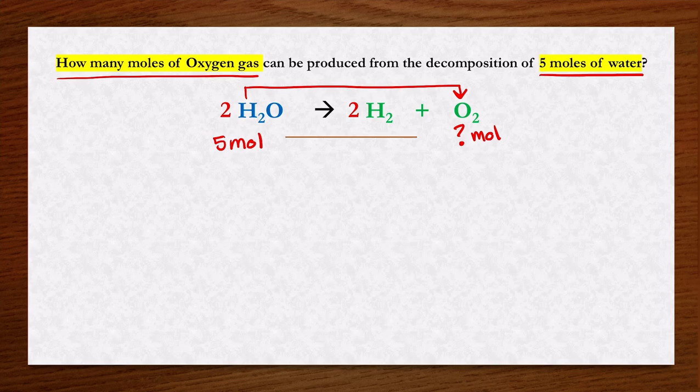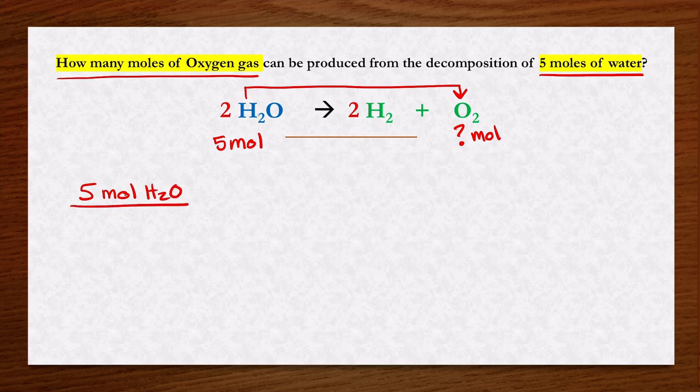Okay, and so when I set up this stoichiometric calculation, it's going to look a lot like the dimensional analysis calculations that we did last semester where we're just multiplying a bunch of fractions, okay, or conversion factors. So I'm going to start with 5 moles. I have to start with what the problem gives me.